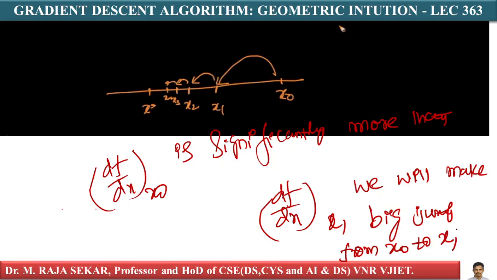Our r is kept almost constant. Let us assume r is constant, equal to 1. Now this jump is bigger. This jump is a little bit smaller. This one is still smaller, and this one is smaller still. Something like that, isn't it?